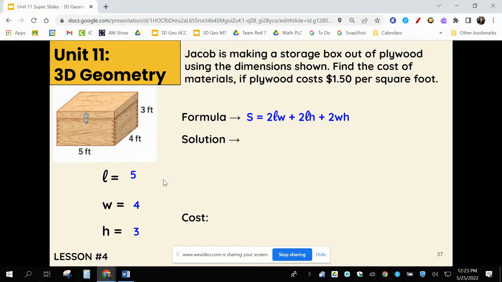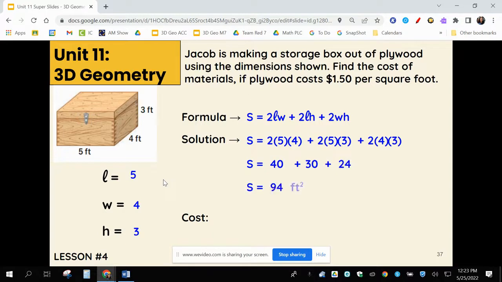Okay, I'm going to go over how to find the surface area, but I'm going to do it quickly because I was hoping you guys would pause the video and try it on your own. So these are my steps to solving for surface area. I got 94 square feet.